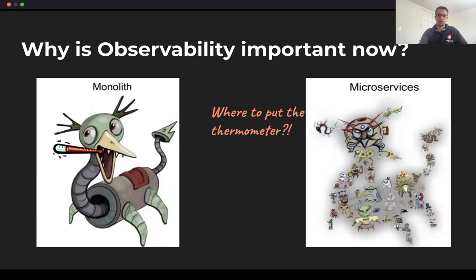As this graphic shows, in a monolith you can just put a thermometer here and get a sense of what's wrong. While here, there are different subsystems, and you're not sure where to put the thermometer to get a sense of what's wrong. Hence, we believe that as more and more systems move to microservices, observability systems will become more and more important. That's one of the reasons why we started working on SigNoz.